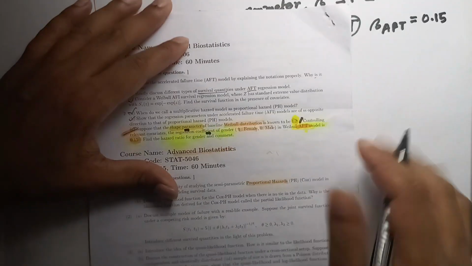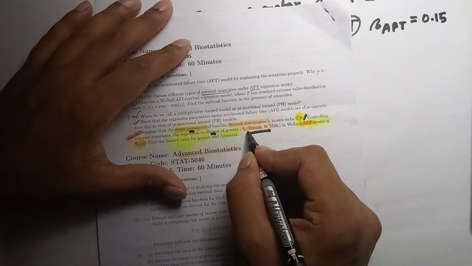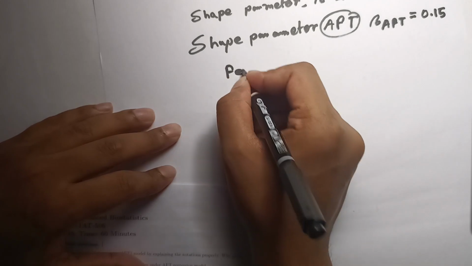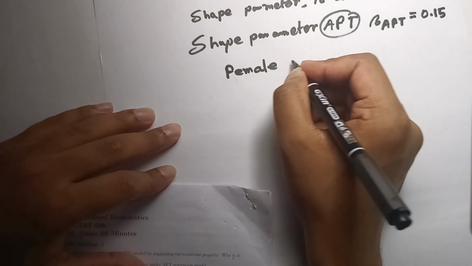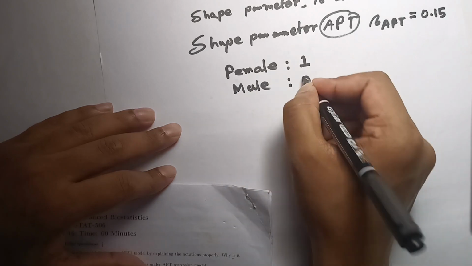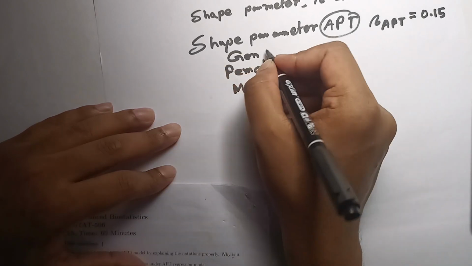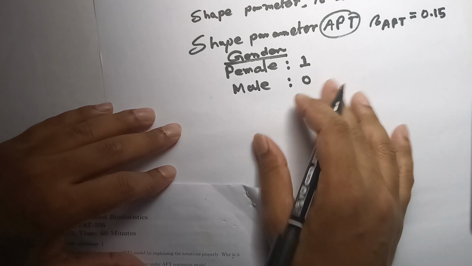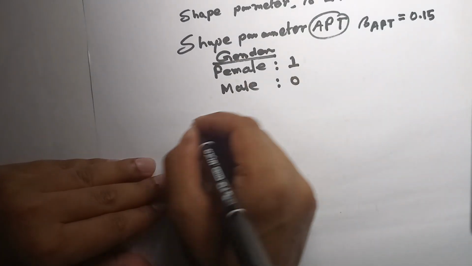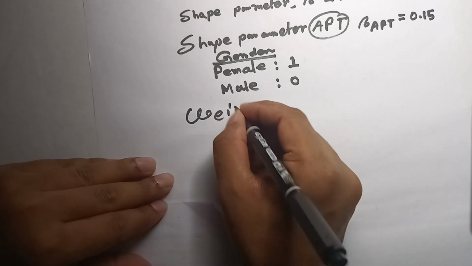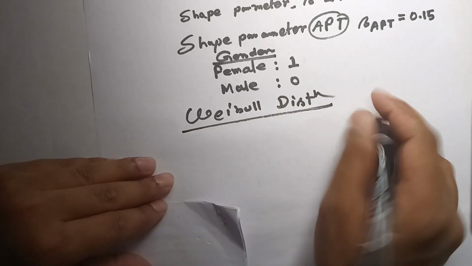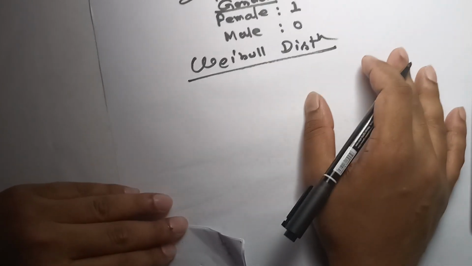A few more pieces of information that are given: it is 1 for female, 0 for male. Female is 1, male is 0. This is the gender information. So we have this information. Another major piece of information, as I said, is that this is a Weibull distribution.